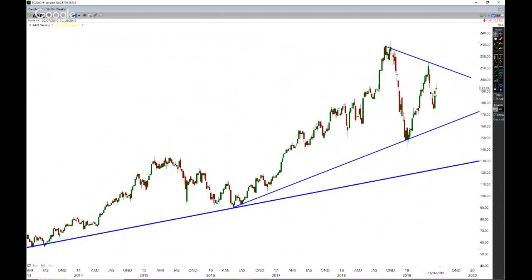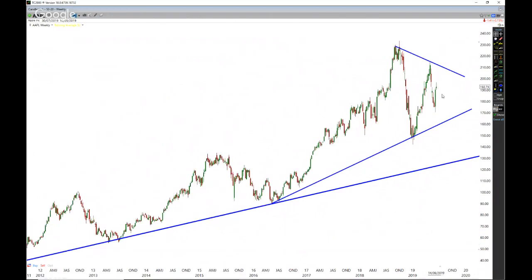Apple is very similar to Amazon. What we're seeing here with Apple is a compression now into this triangle pattern. If we continue to compress through here and then break this line, then we're probably going to head back down to this bottom line through to here if Apple does break that. That's what I'm looking at there. Let's have a look at some of the other stocks.